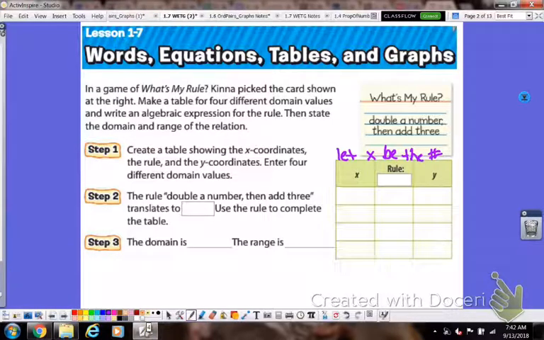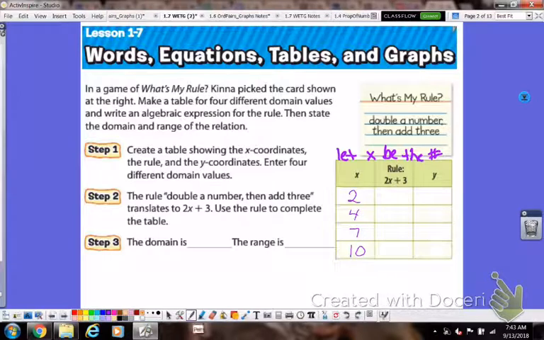So 4 different domain values. We could say 2, 4, maybe 7, and 10. So our rule, double a number, then add 3. So if x is my number, then over here in step 2, the rule double a number, then add 3 translates to, well, double means to multiply by 2, and then add 3. So if my number is x, our rule is 2x plus 3. 2x plus 3.